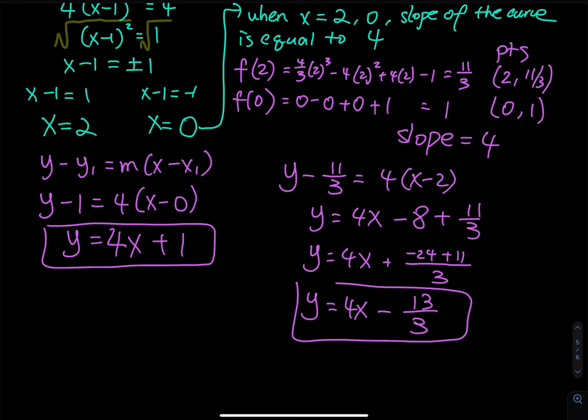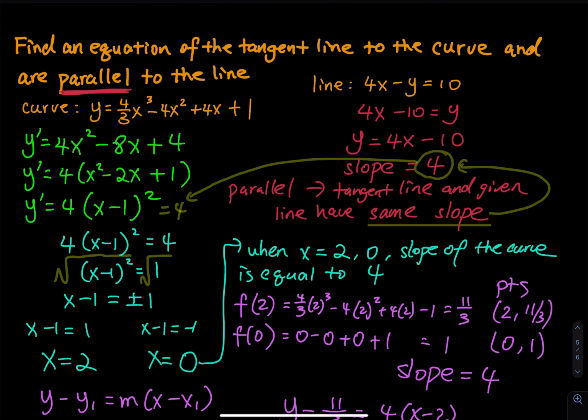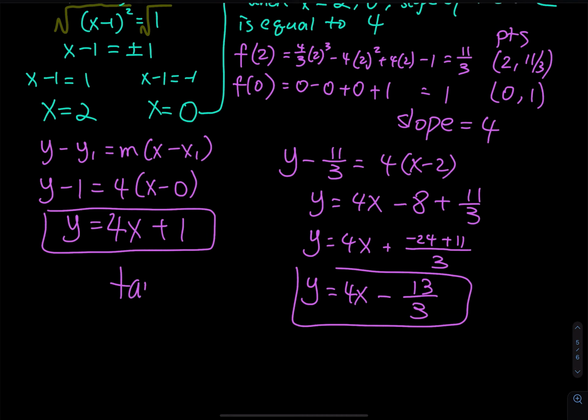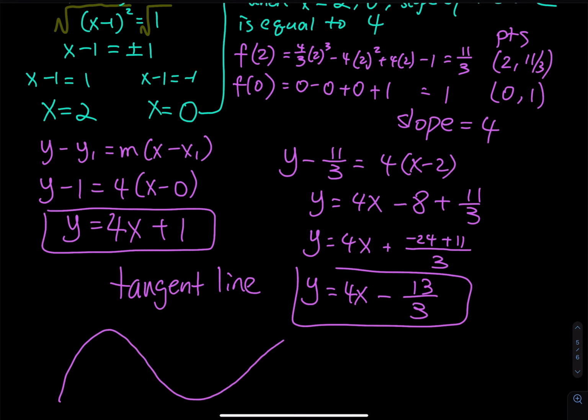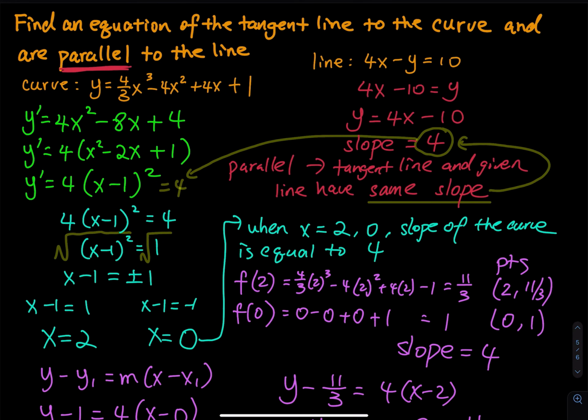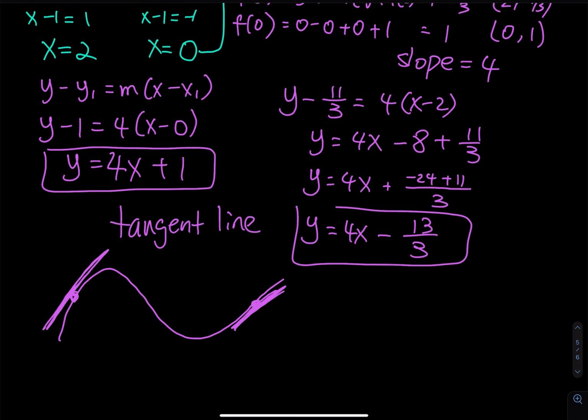So overall, what are they looking for? They are looking for the equation of the tangent line to the curve and parallel to the line. So these are the tangent lines. That means we have a curve, and when x equals 0 and x equals 2, we have a tangent line, and this tangent line is parallel to the given line. The given line is all the way up there, 4x minus y equals 10. So that's the concept of this problem, and that is also the end of this video.